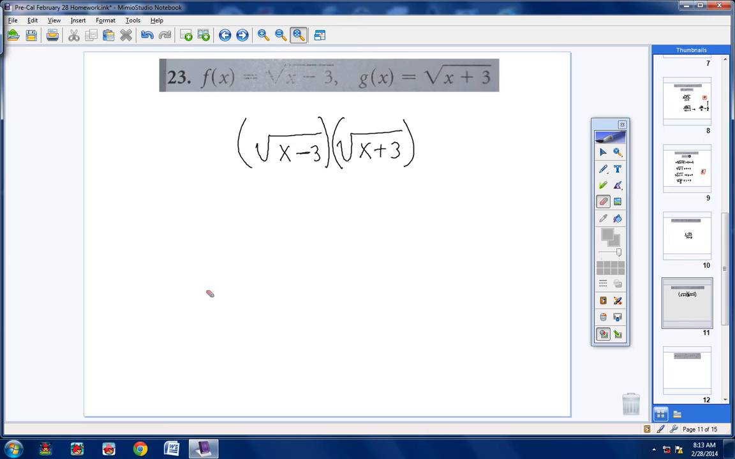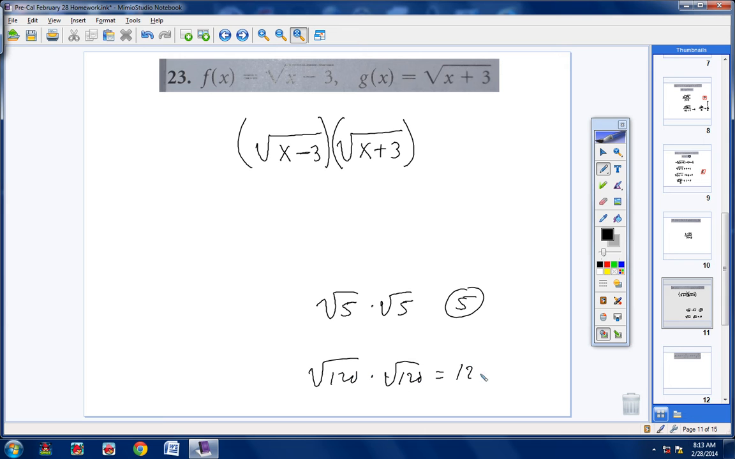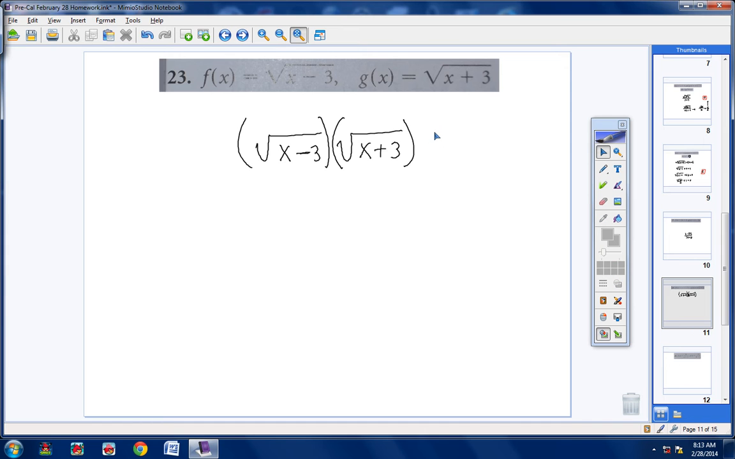Okay, moving on, we've done plus, minus, multiply, now f times f. Well, students, can I be honest with you? I mean, we really should know this by now. The square root of 5 times the square root of 5 is 5. The square root of 120 times the square root of 120 is 120. In other words, whenever you multiply the same square root times the same square root, you just get out the radicand.